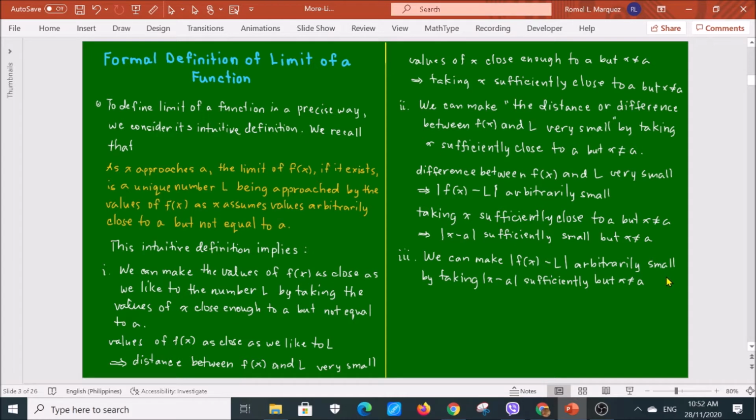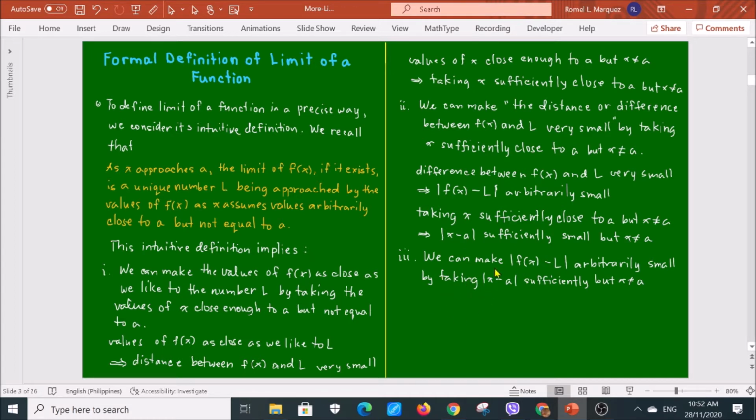Since it is possible that the function f under consideration is undefined at x equals a. Okay? So that's why we do not want x to be equal to a. But remember, what we are just trying to have is that x is approaching only, no?